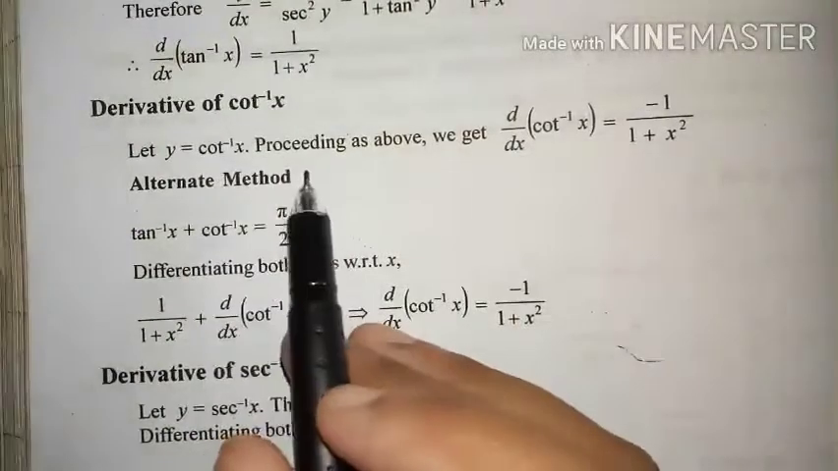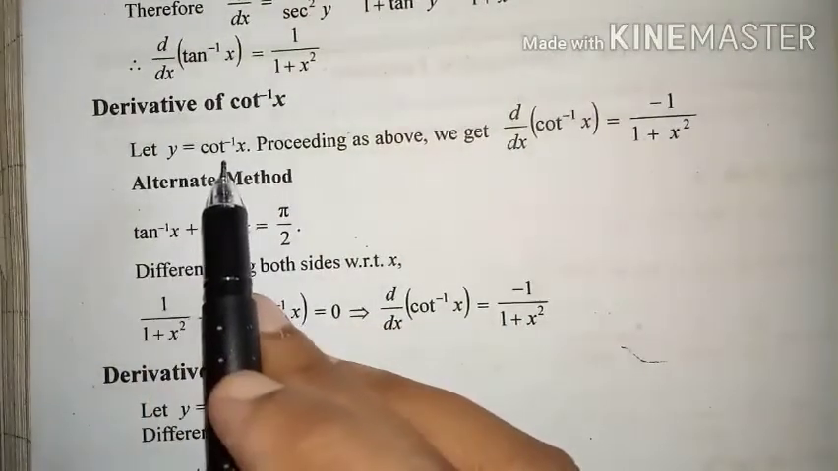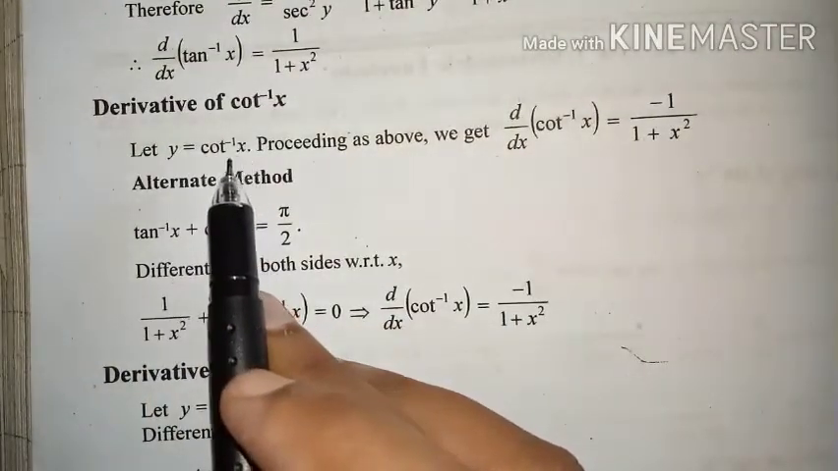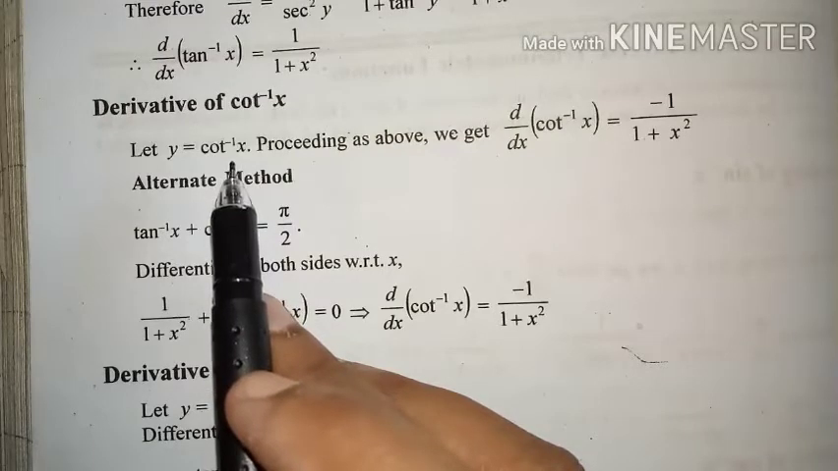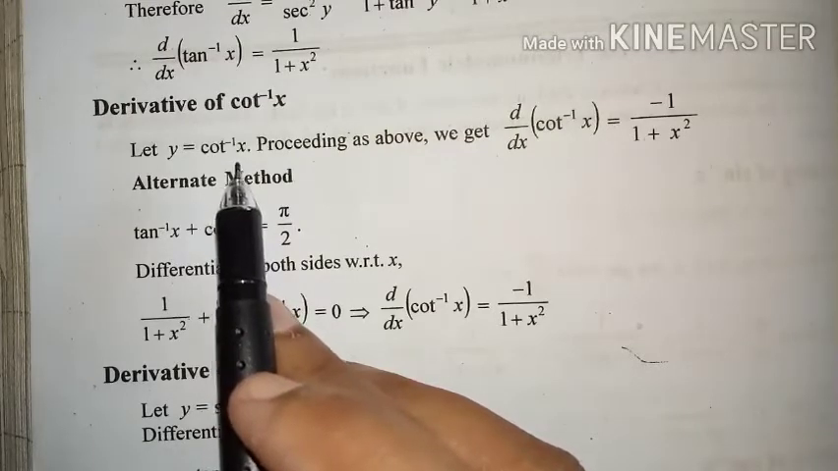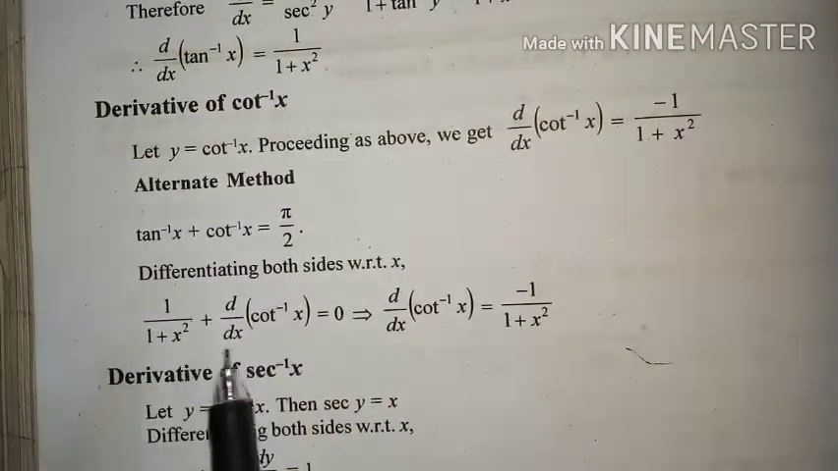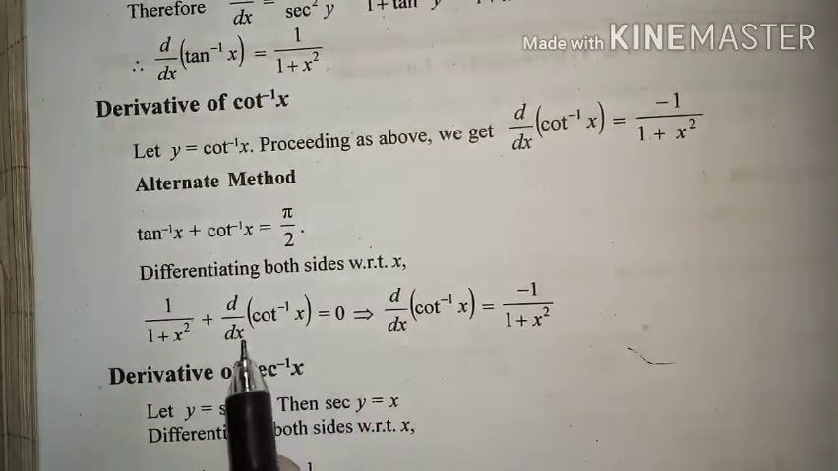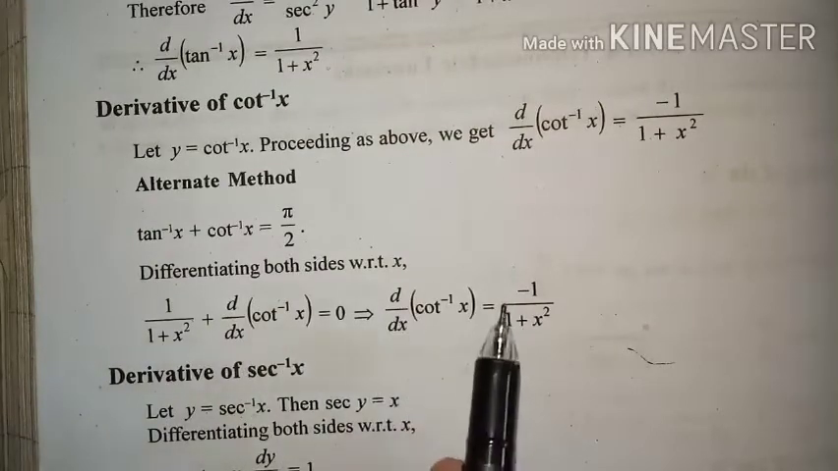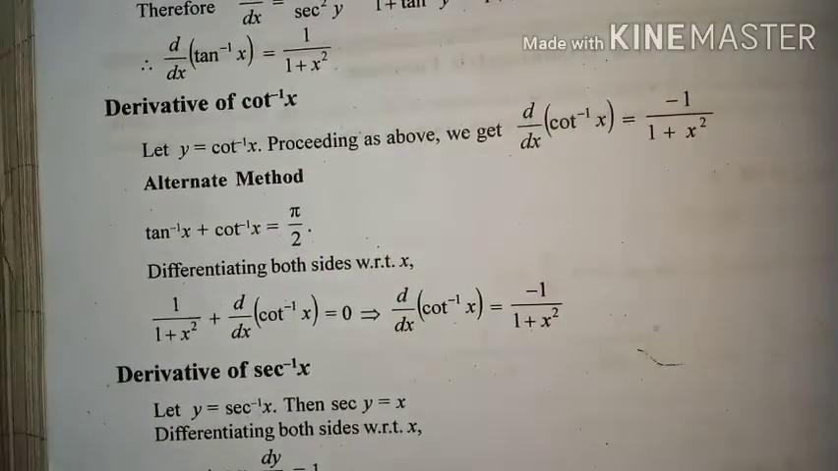Now the derivative of cot inverse of x. Okay, so y equal to cot inverse of x. We know that cot inverse of x plus tan inverse of x is pi by 2. So they will have a difference of minus sign. Okay, just look here. They have a difference of minus sign, and pi by 2 will become 0. So d by dx of cot inverse of x will be minus 1 upon 1 plus x square.